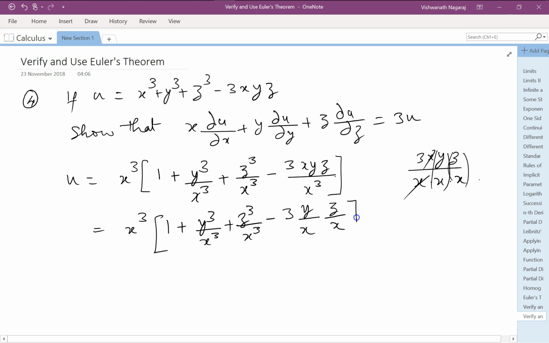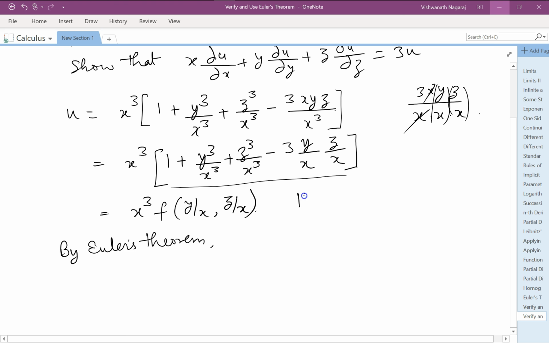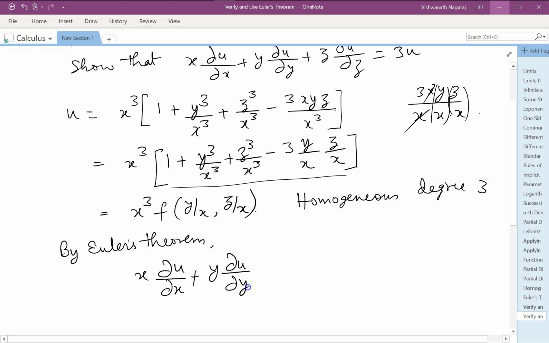z by x. This entire thing we can say is a function of y by x and z by x. So by Euler's theorem, we are not going to verify it, we are just going to use it. Since this is homogeneous of degree 3, by Euler's theorem, we have x ∂u/∂x plus y ∂u/∂y plus z ∂u/∂z is equal to 3u.